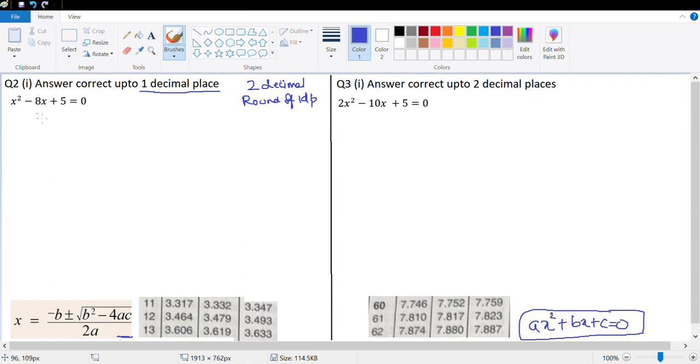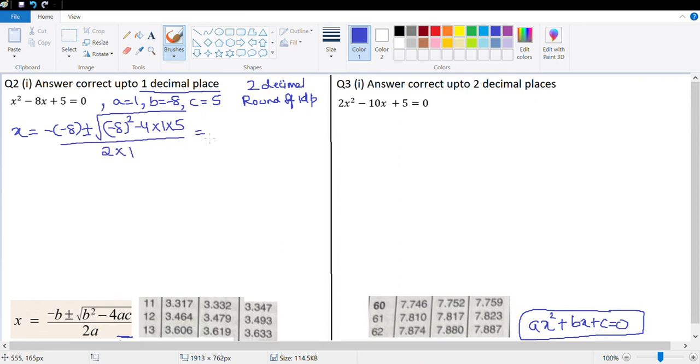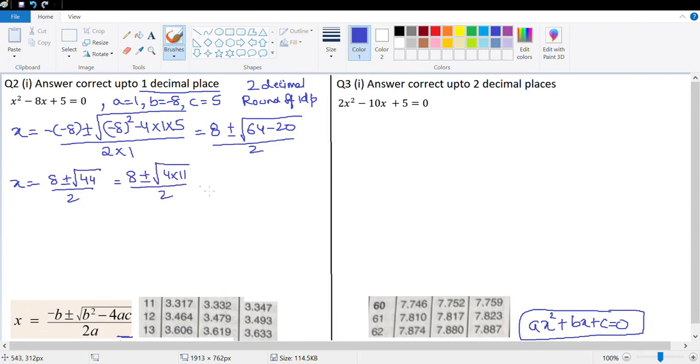So x square minus 8x plus 5, when comparing it with the standard form, I get a is equal to 1, b is equal to negative 8 and c is equal to 5. So x is equal to minus b, which is negative of negative 8, plus minus under root b square, which is negative 8 square, minus 4 into 1 into 5 upon 2a, 2 into 1. So this is equal to 8 plus minus root 64 minus 20 upon 2. X is equal to 8 plus minus root 44 upon 2, and I can write 8 plus minus root 4 into 11 upon 2, which is equal to 8 plus minus 2 root 11 upon 2.